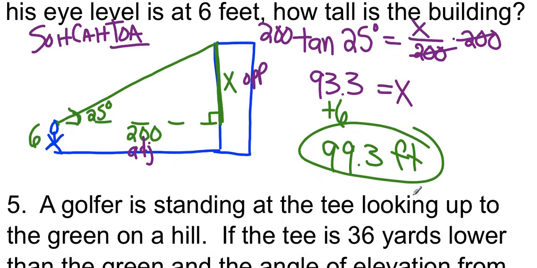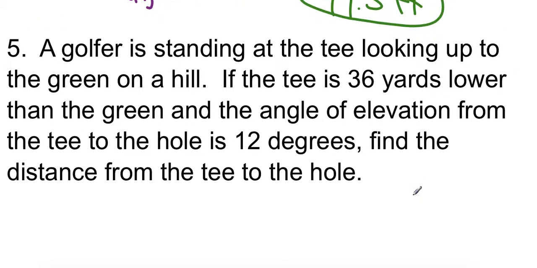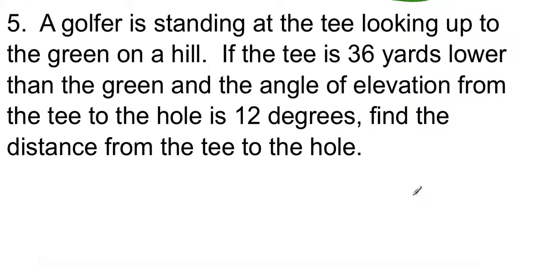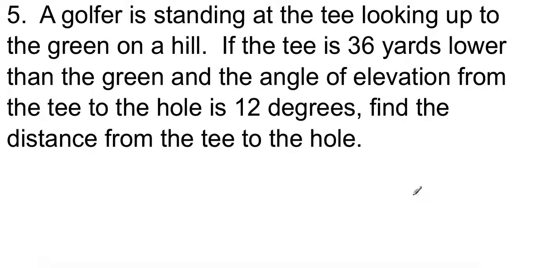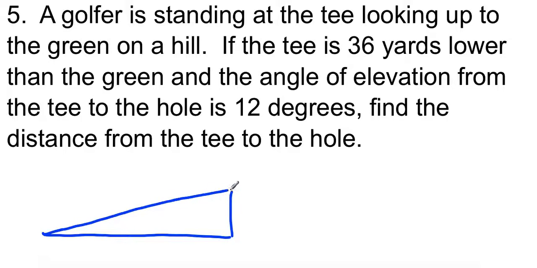All right, let's check out another question. This time we have a golfer standing at a tee looking up to the green on a hill. Okay, so he's down here, and then it's somehow inclined like this. Okay. All right. If the tee is 36 yards lower than the green, and the angle of elevation from the tee to the hole is 12 degrees, find the distance from the tee to the hole.